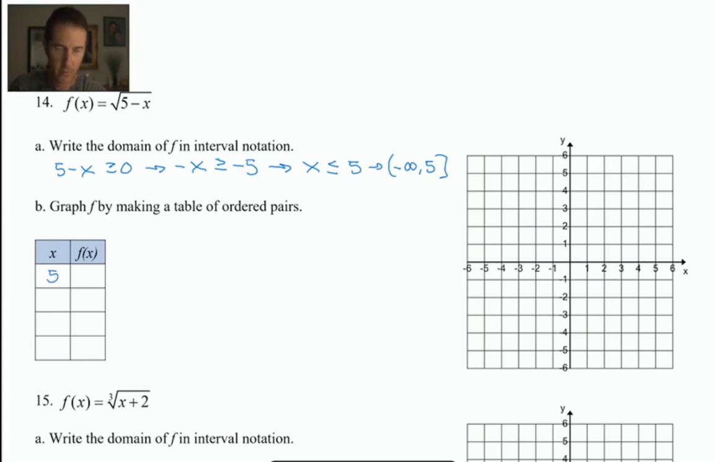And what's nice is that if you look at our original statement there, what's 5 minus 5? 0. That was convenient. What's the square root of 0? 0.